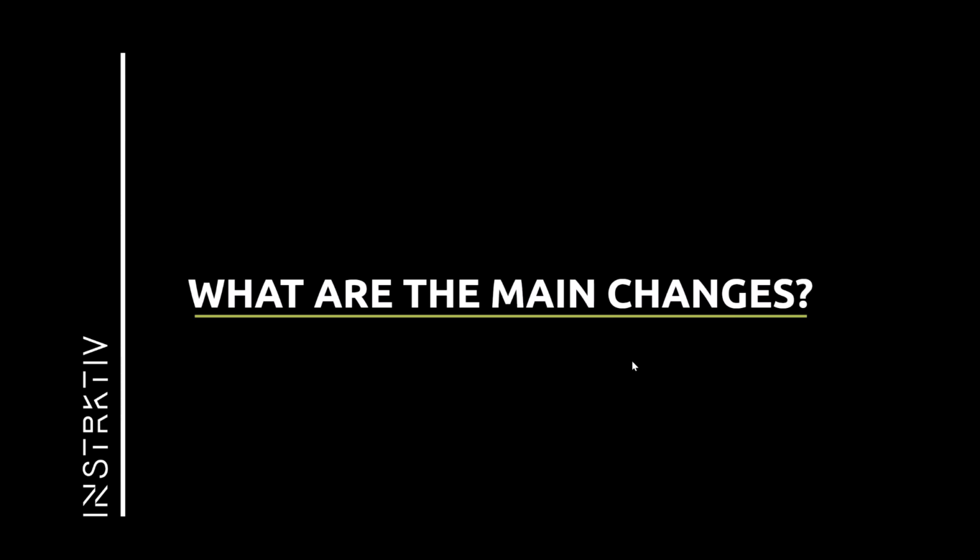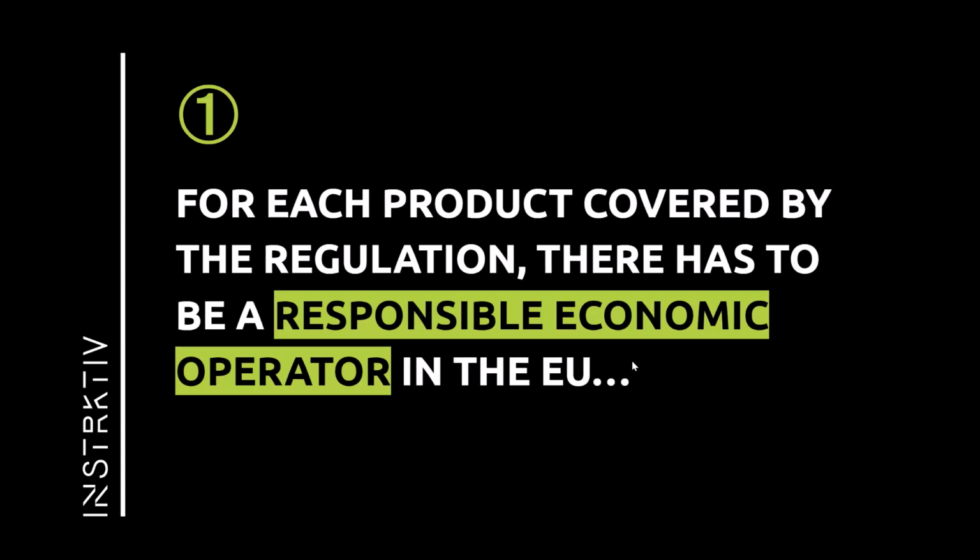When we have a look at the General Product Safety Regulation, we see quite a few changes, and I want to go through the main changes of the new regulation. So first of all, for each product covered by the regulation, there has to be a responsible economic operator in the EU. And the economic operator is a legal term.